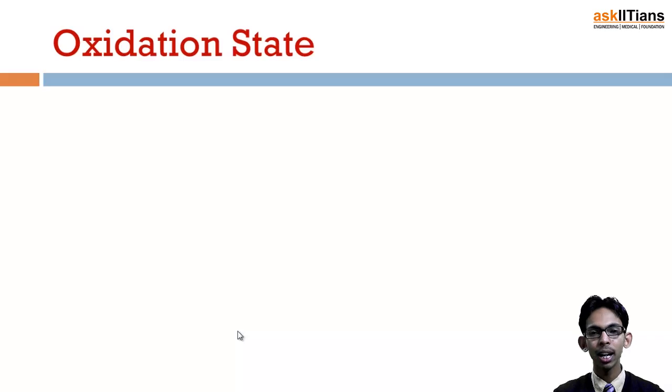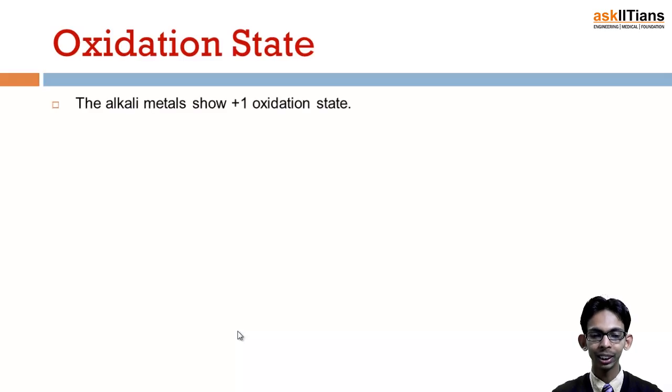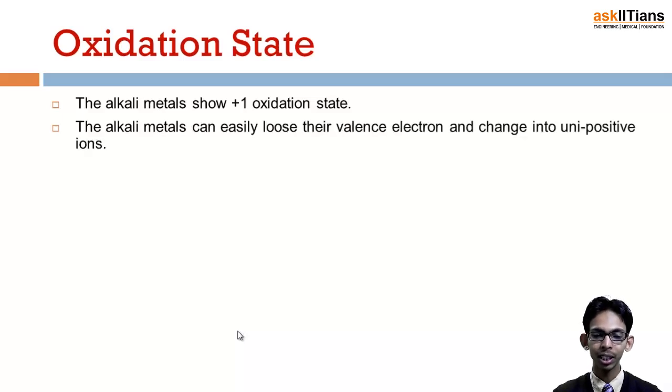Next is oxidation state. We know all the alkali metals are monovalent. They have only one electron in their valence shell. The valency is 1, and they have a tendency to lose electrons. So the most common oxidation state shown by alkali metals is +1. They release the one and only electron present in the valence shell to get noble gas electronic configuration, and they get a +1 charge. So the oxidation state is +1.